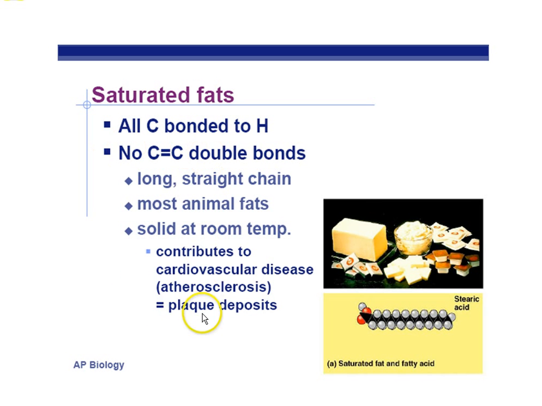Unfortunately, saturated fats contribute to arteriosclerosis, or plaque deposits that build up in your arteries that increase your blood pressure. And over a lifetime of increased blood pressure, a burst artery is a bad day. That's called an aneurysm. If it's a burst artery to the brain, that would be called something like a stroke.